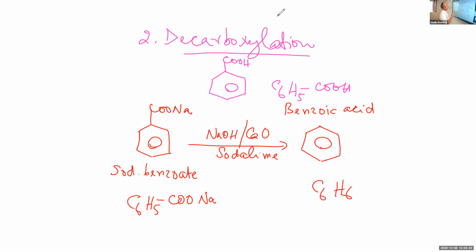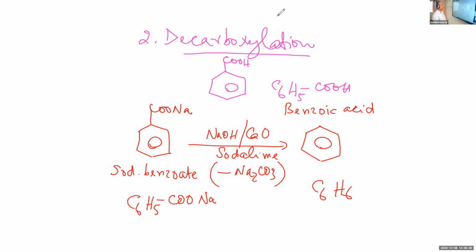What will happen to the carboxyl group? COONa will be converted to Na2CO3. You get benzene, C6H6, by the decarboxylation of the sodium salt of benzoic acid. Benzoic acid is C6H5COOH. The sodium salt is C6H5COONa, and it is named sodium benzoate.